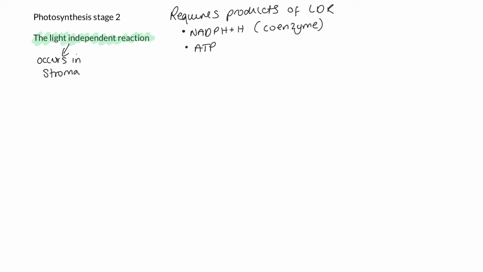And what are we going to produce? We're going to produce sugar. So think back to that photosynthesis equation. We know that we need water, which we've already used in photolysis in the light-dependent reaction, and carbon dioxide. It's here in the light-independent reaction that we're going to use carbon dioxide.